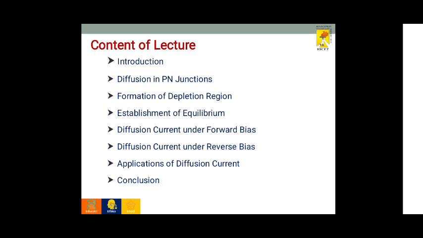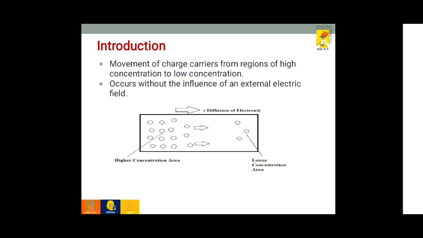So, the content of this lecture: introduction, diffusion in PN junctions, formation of depletion region, establishment of equilibrium, diffusion current under forward bias and reverse bias, applications of diffusion current, and finally conclusion. So let's come to the introduction.